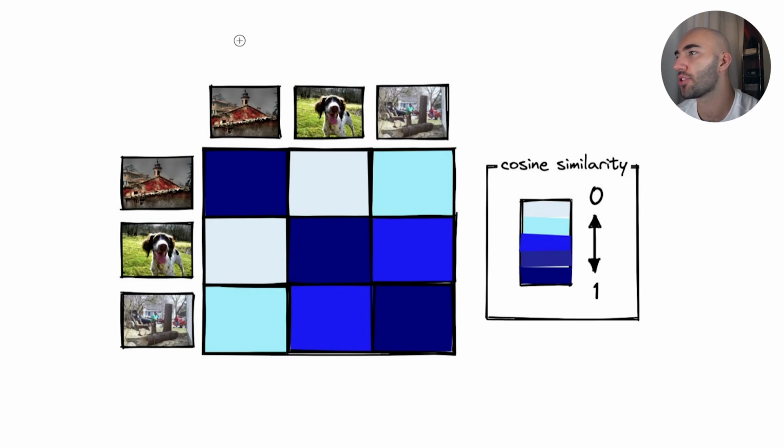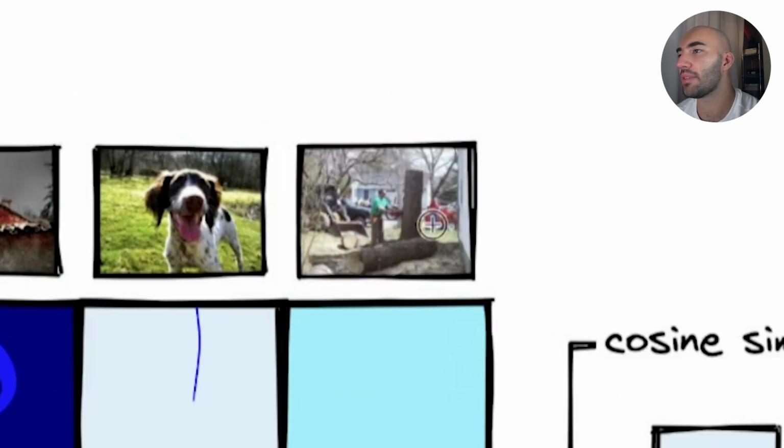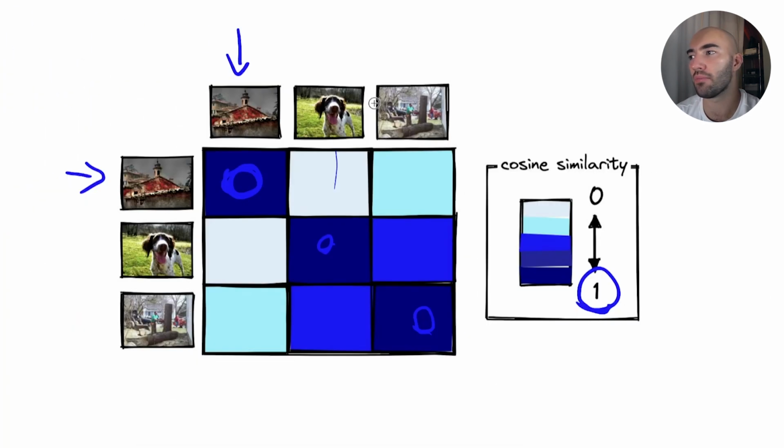Where we have two images that are exactly the same, so these appear in the middle here, the cosine similarity for those is going to be 1, and here and here. This image has a building in the background, there's some trees, so it's kind of maybe halfway in between the church image and the dog image.